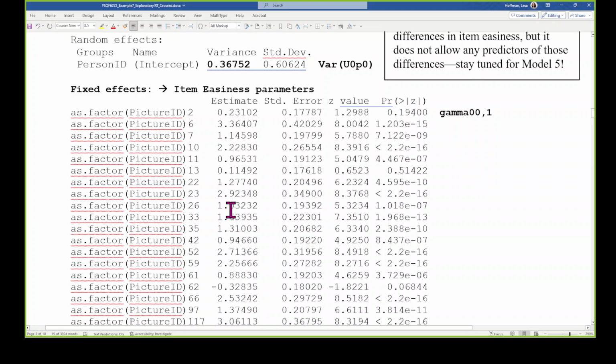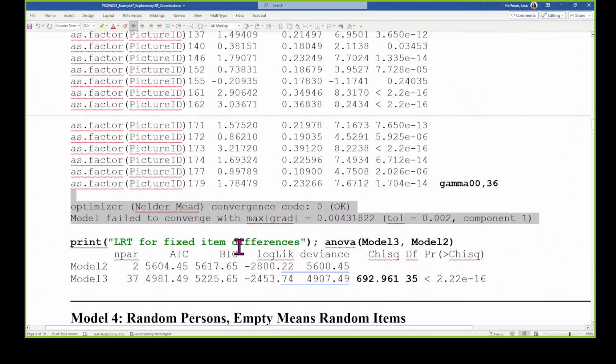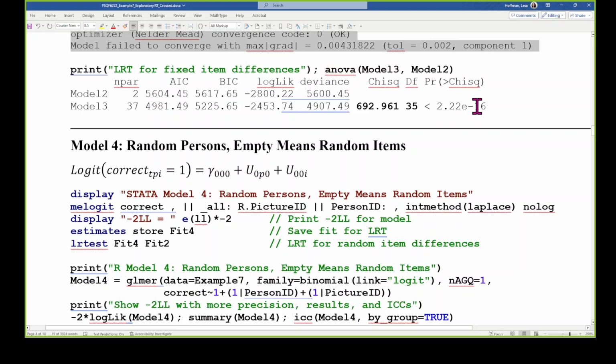So I could test whether there are significant item differences a couple different ways. One way is with a multivariate Wald test, where I would lump together differences across, it'd be 35 differences for the 36 items. The way that it was easier to do in this context is a likelihood ratio test. So I can compare the previous model, in which I had one single fixed intercept, assuming that all the items were equally easy, against this model in which each item gets its own fixed intercept.